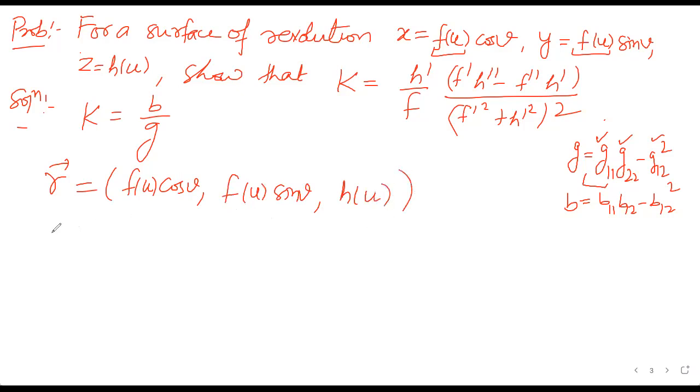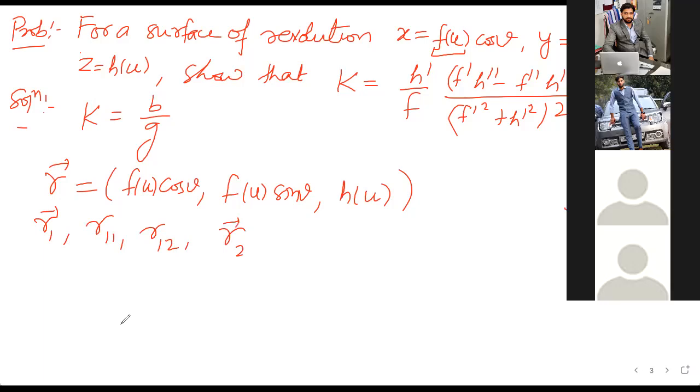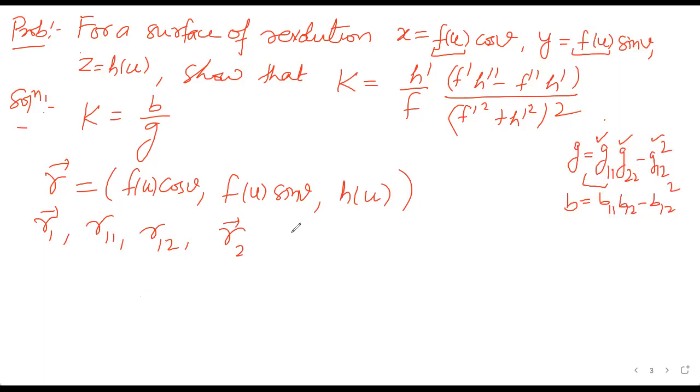Now tell me what I have to find now. What I have to find here? बताइए. R1. है ना? You have to find your R1, R11, R12, R2. ये निकालेंगे. ओके, तभी तो आपका G11 आएगा.